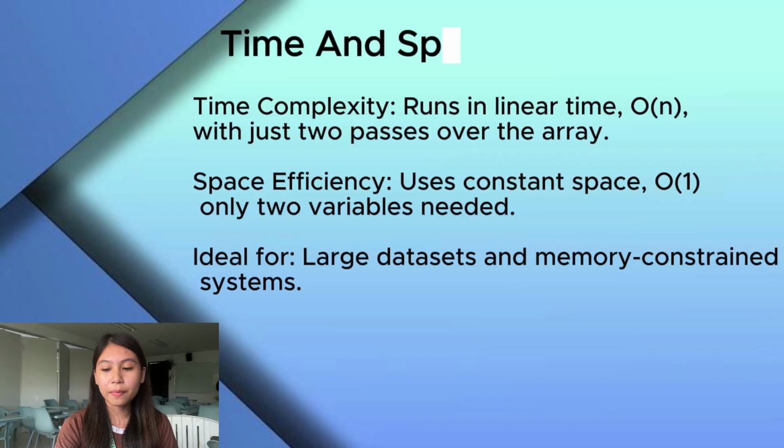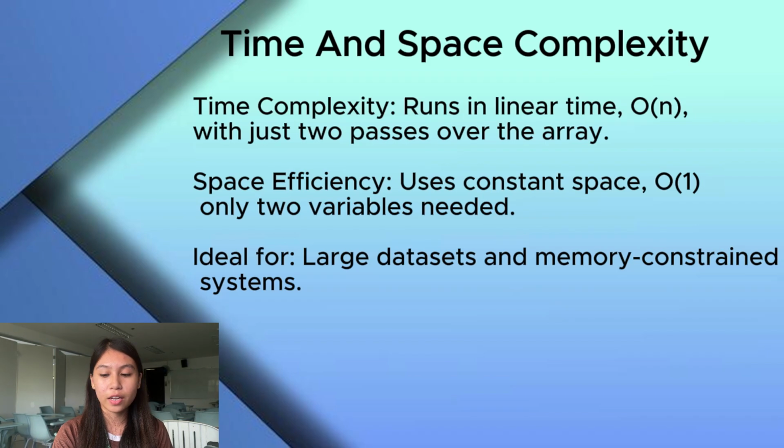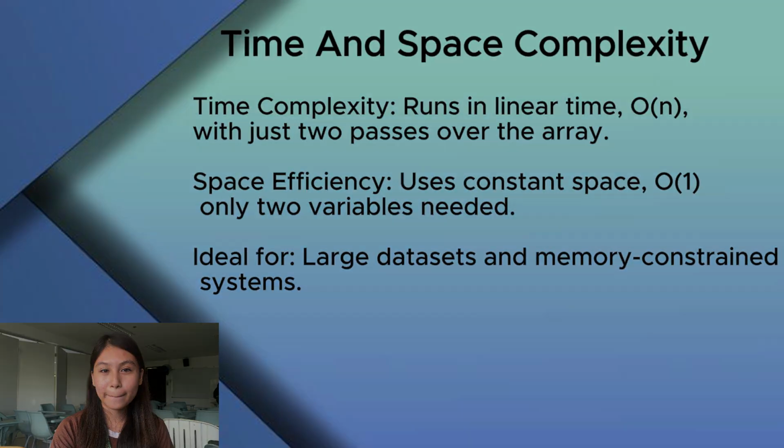Our algorithm has excellent performance. It runs in linear time, O of n, because it makes just 2 passes over the array. One to find the candidate and one to verify. It also uses constant space, O of 1, as it only keeps track of 2 variables regardless of input size. This makes it ideal for very large datasets or systems with limited memory.